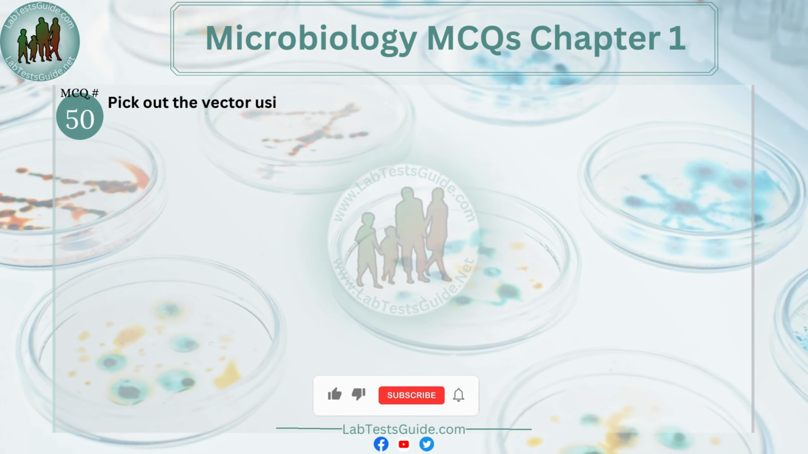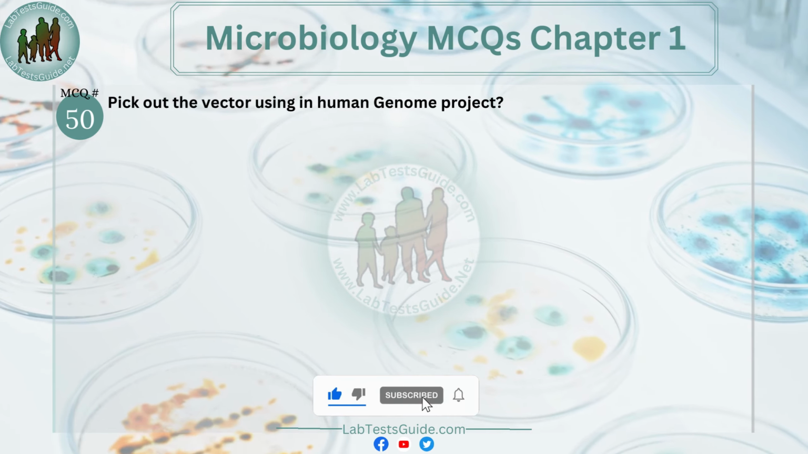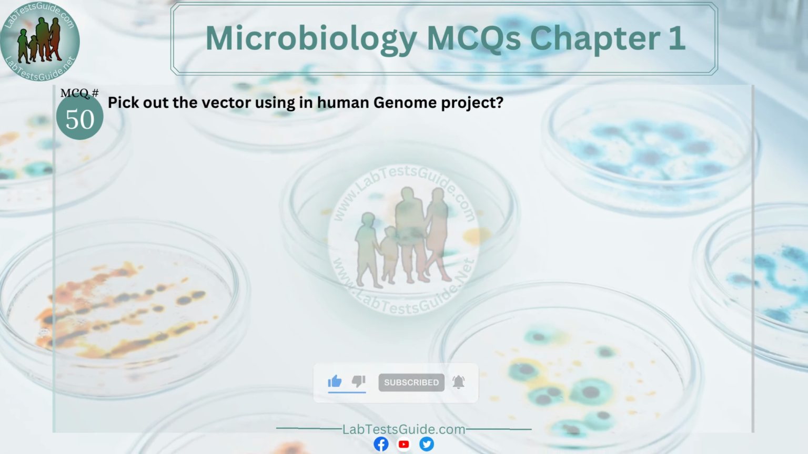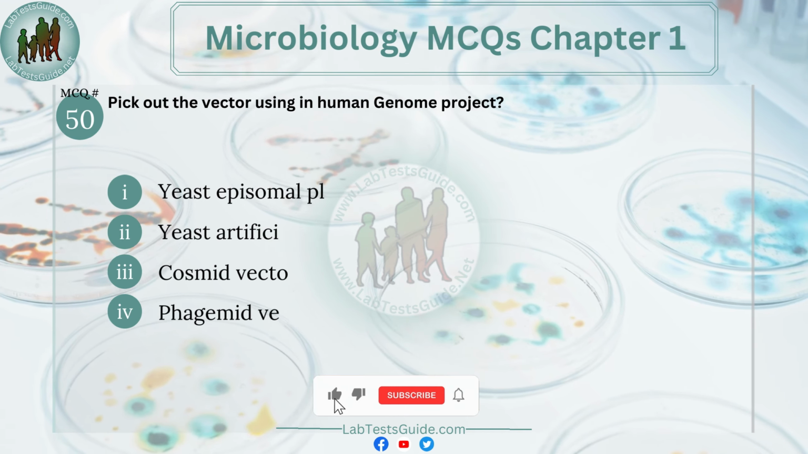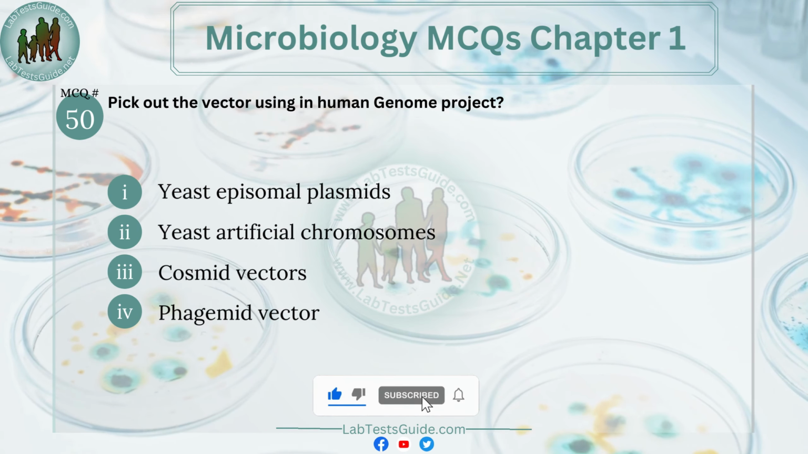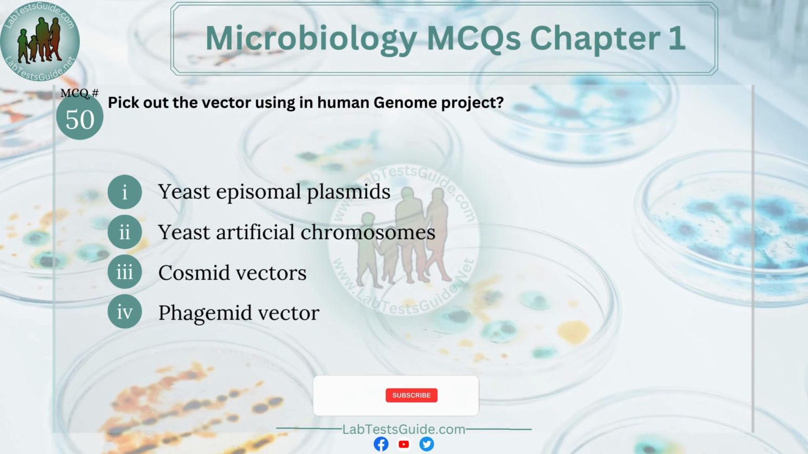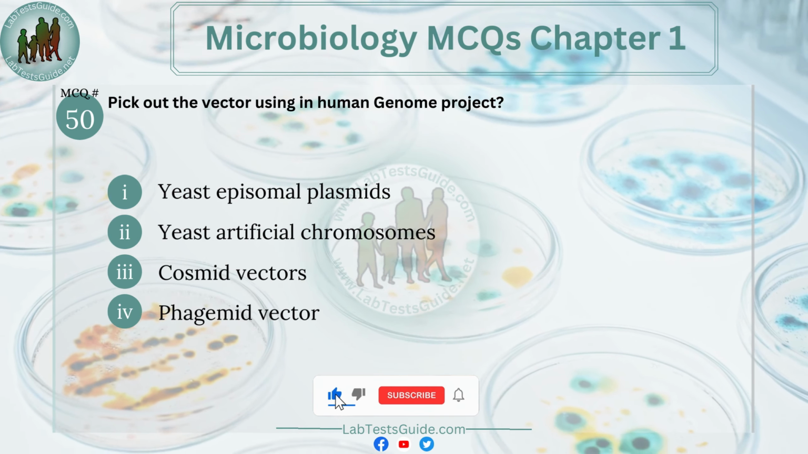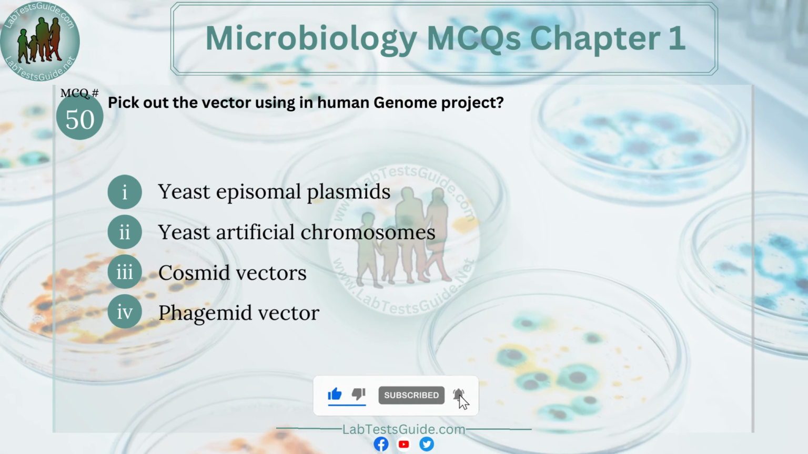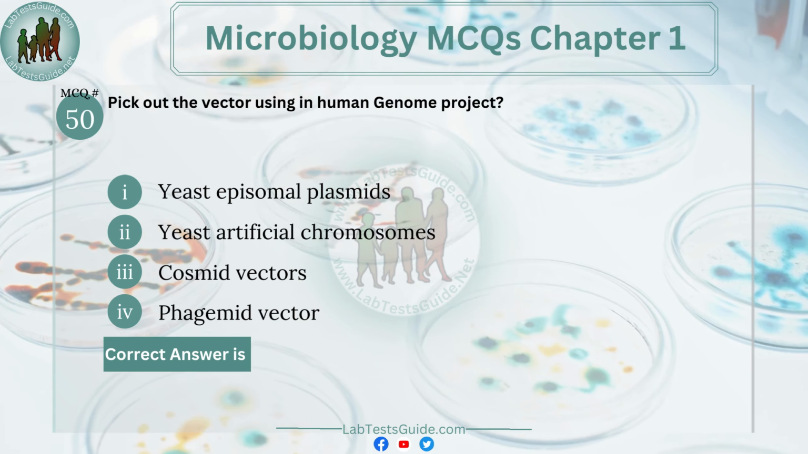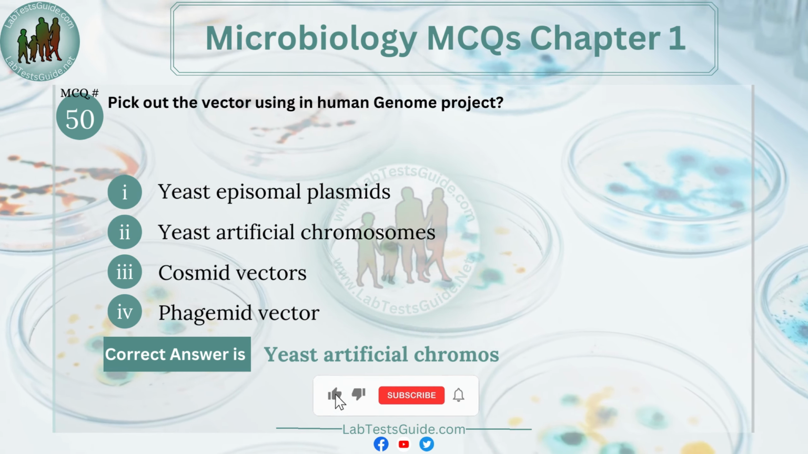Question number 50. Pick out the vector used in the Human Genome Project. Option number 1, yeast episomal plasmids. Option number 2, yeast artificial chromosomes. Option number 3, cosmid vectors. Option number 4, phagemid vector. Correct answer is yeast artificial chromosomes.